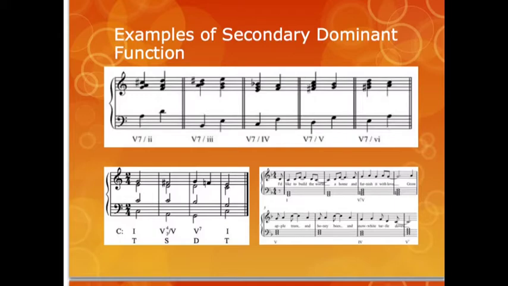We could also tonicize the mediant, the 3. In this case, it would be the E minor chord, E, G, and B. In order to tonicize the E minor chord, we would need the leading tone of E, which is D sharp. So we'd get B, D sharp, and we'd get the A as well, which would sound like this. That D sharp leading us to E.